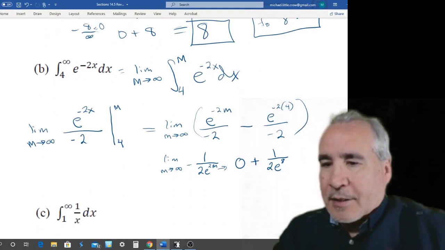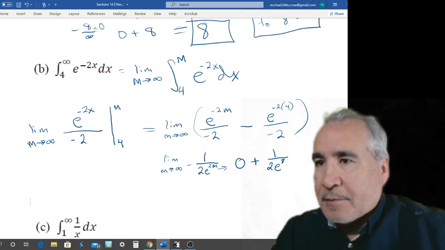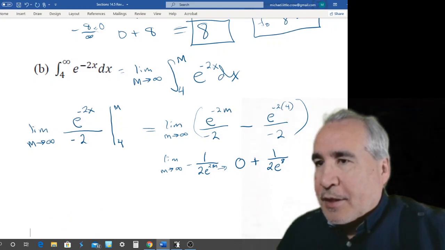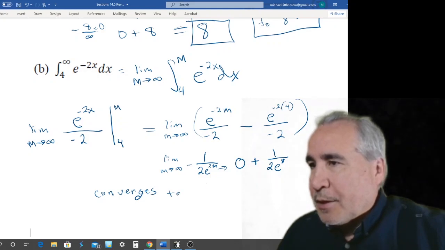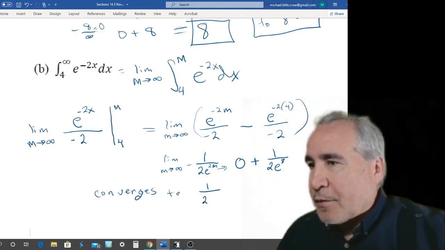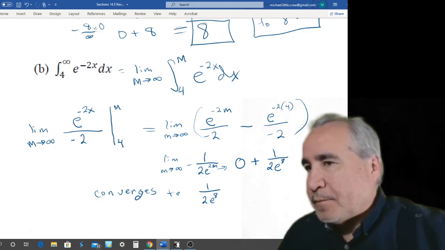So again, we can say this one converges to 1 over 2e to the 8.